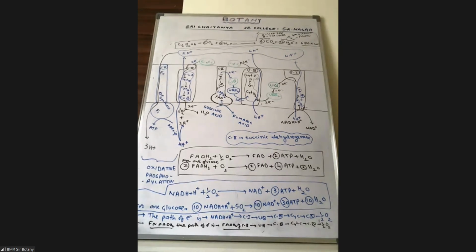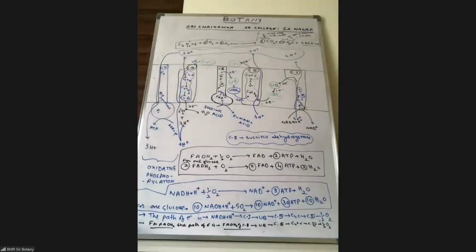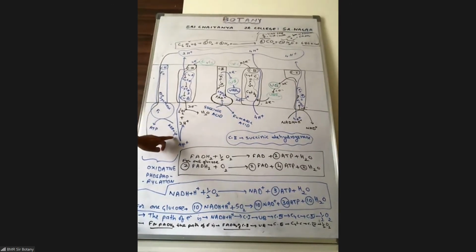Done, Nana? All of you? Sir, what are the functions of F0 and F1 particles in complex 5? F0 will facilitate proton channeling. And when protons are channeled, with the help of their energy, F1 rotates. When F1 rotates, it combines ADP with inorganic phosphate to form ATP. This part we are going to discuss tomorrow, Nana, under the heading chemiosmotic hypothesis.